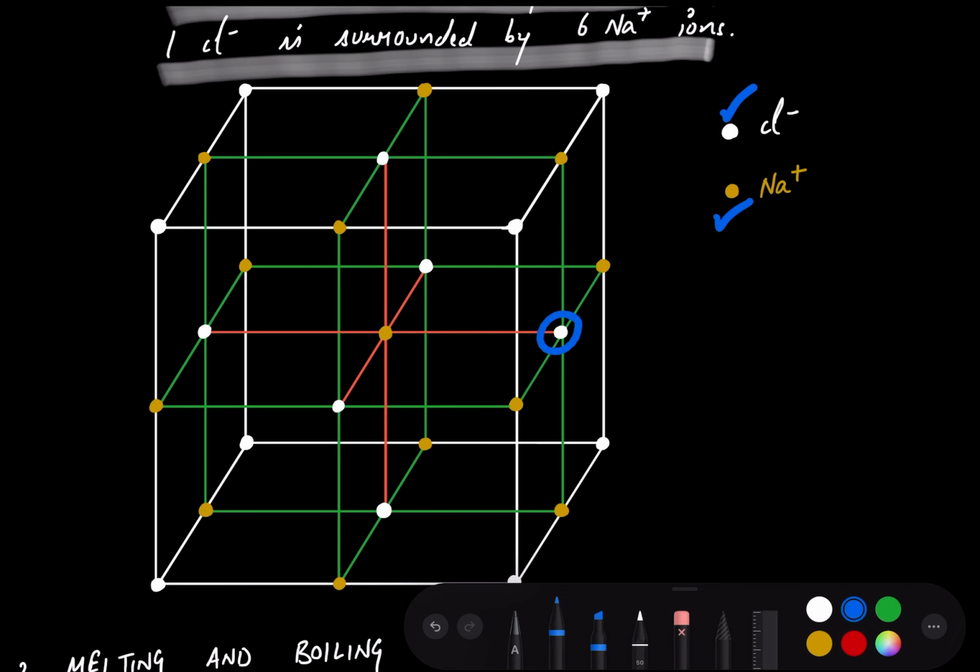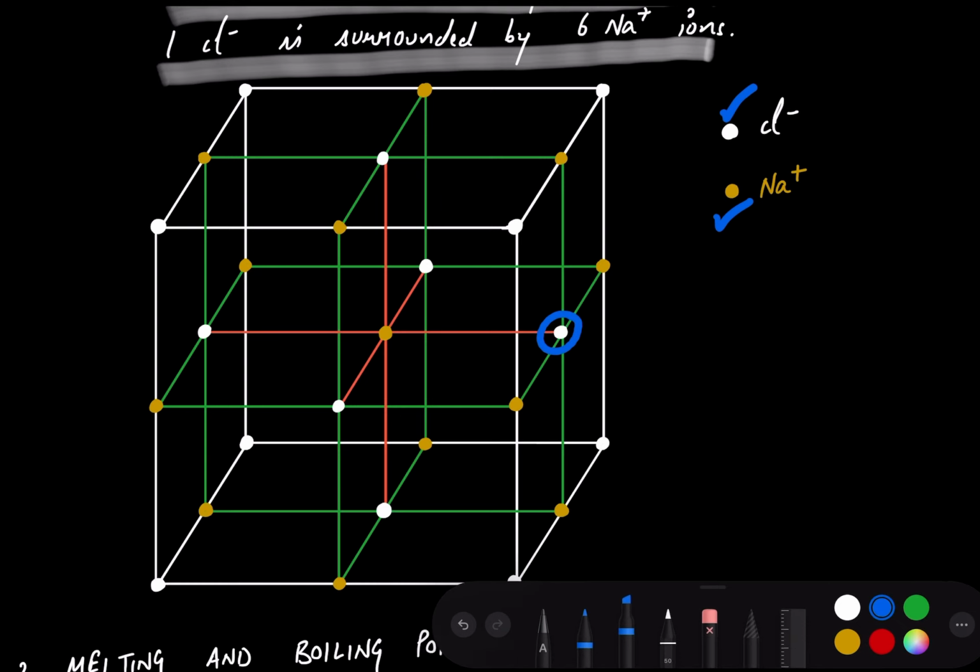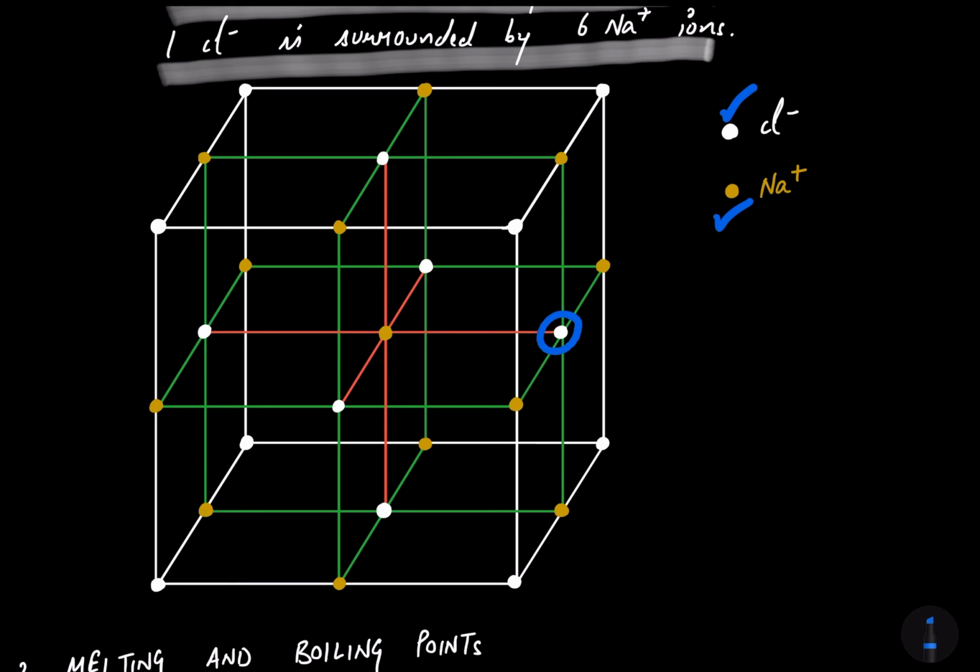I am counting the number of ionic bonds formed by this Cl- with Na+. That's the first ionic bond, the second ionic bond, the third ionic bond, the fourth ionic bond, the fifth ionic bond, and if we continue this lattice in an alternate fashion, we will get the sixth ionic bond, or the sixth Na+ over here. So that means one Cl- forms ionic interactions with 6 Na+.